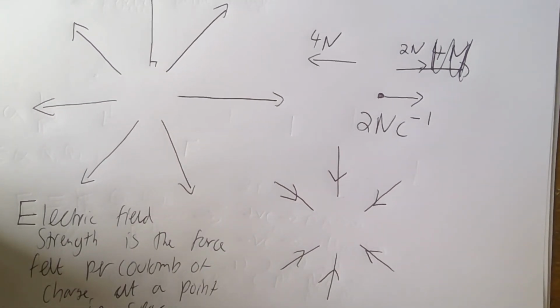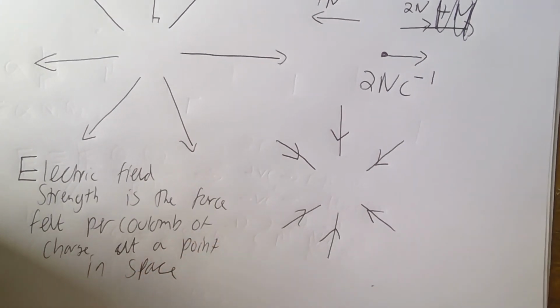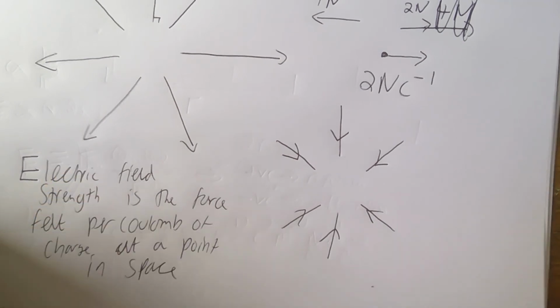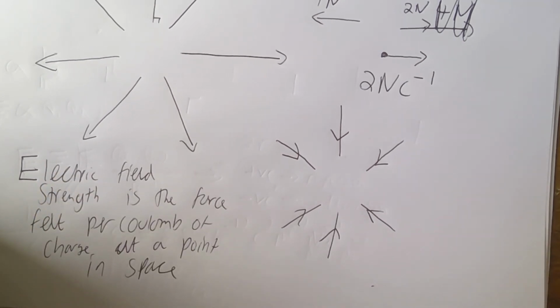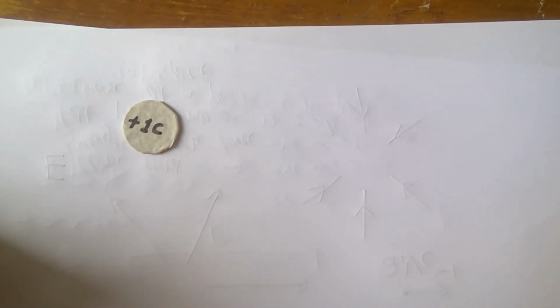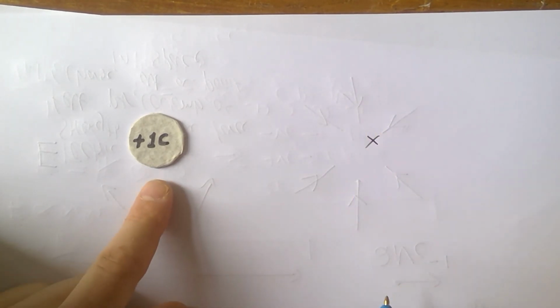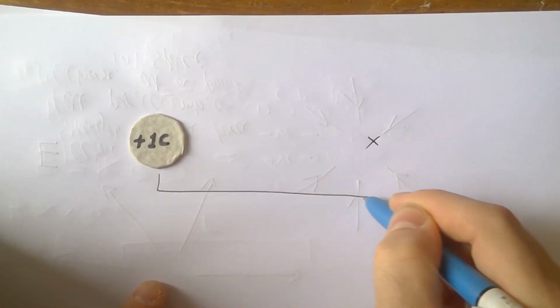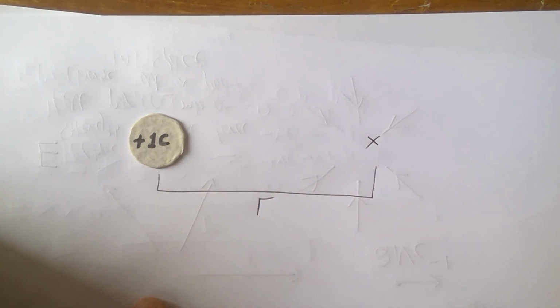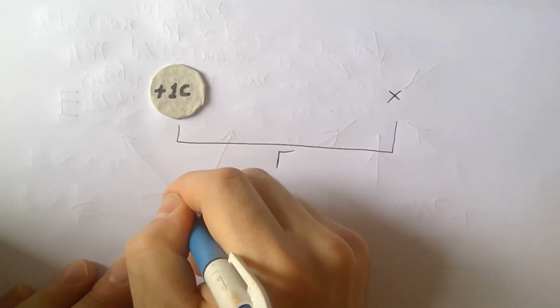Once again, I'll just reiterate. An electric field is a region in space in which charged objects feel a force. The electric field strength at a point in space is the force felt per coulomb of charge at that point in space. If I wanted to work out the field strength at some distance away from a charge, again, I need to know how far away I am from the centre of the charge. And the equation is this.